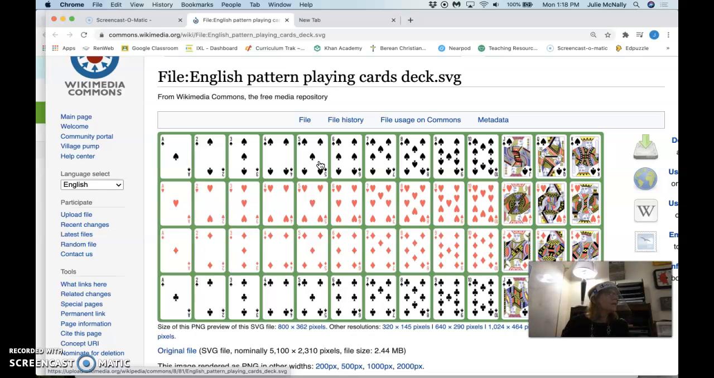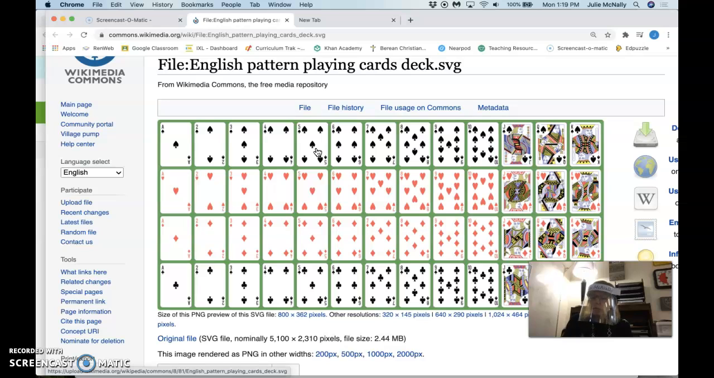And then how many are in each suit? A suit is like spades, hearts, diamonds, or clubs. What are the bottom row called? Clubs. So how many are in each row? There's 13 in each suit. It's called a suit.